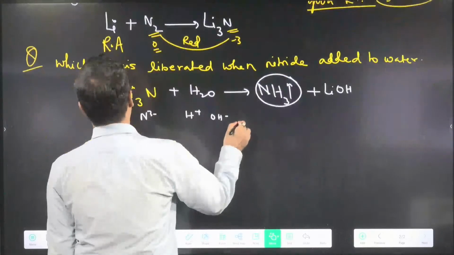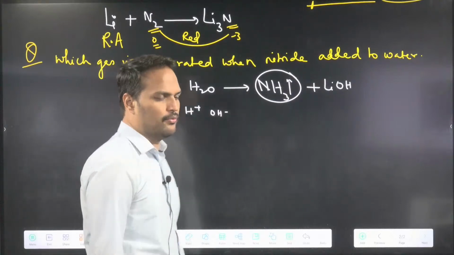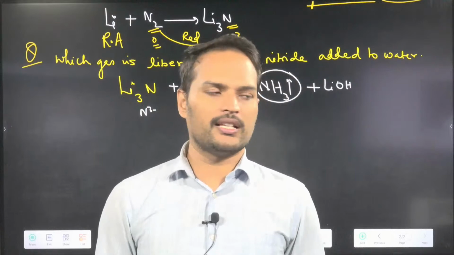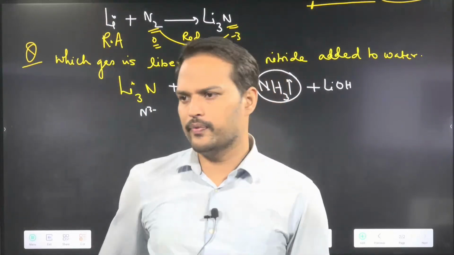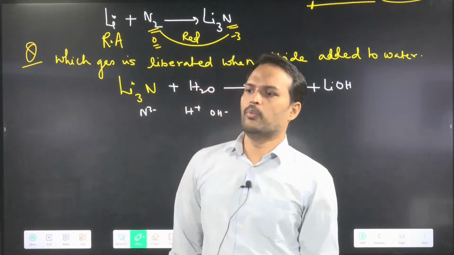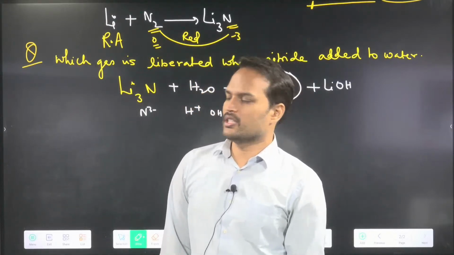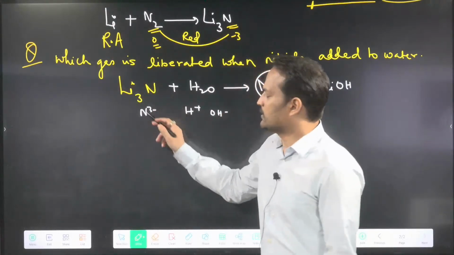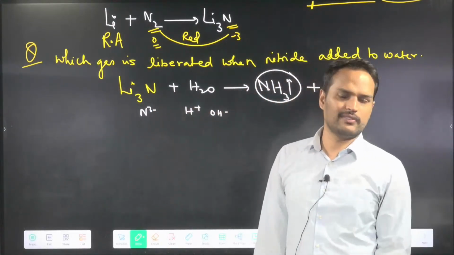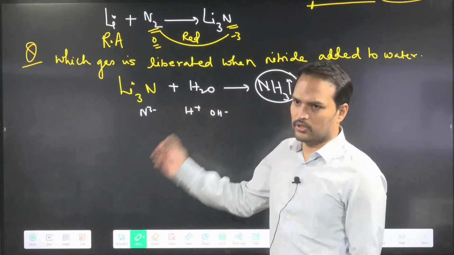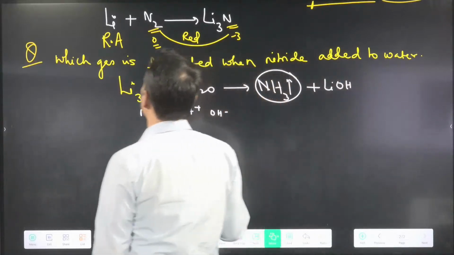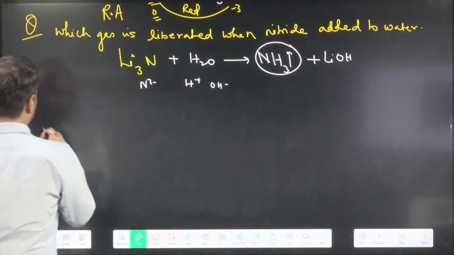So from today onwards, everyone will remember: any nitride in water, which gas is there? Ammonia. Clear with this point? How to remember? Simple. Nitride is N3 minus. Give it H, H, H. Proton, proton, proton. Clear? Okay. Now there is one more question.